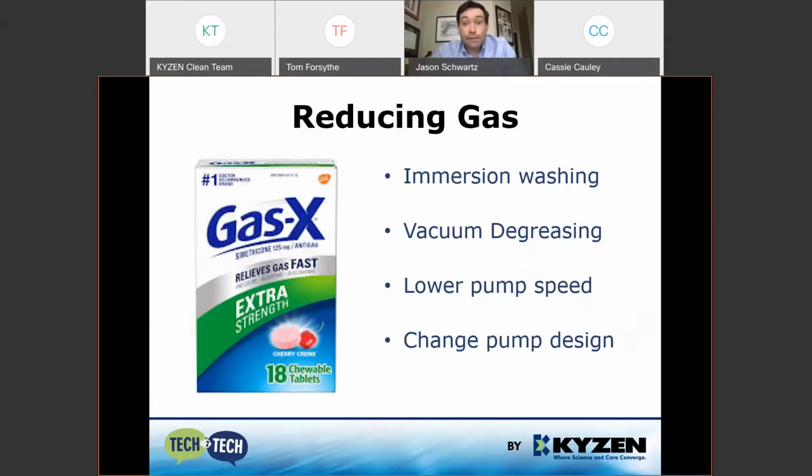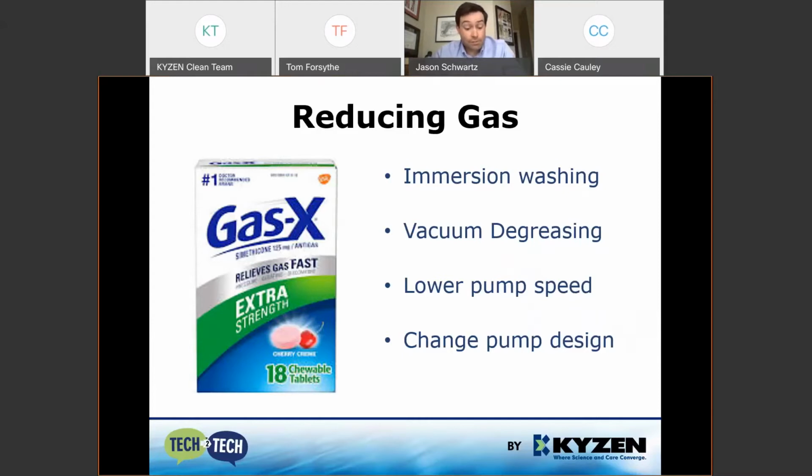Most of the entrained gas in any wash system comes from the aeration inherent in a spray system. Therefore, immersion washing and vacuum degreasing generally don't have any entrained gas in the system. They are therefore much less likely to foam.